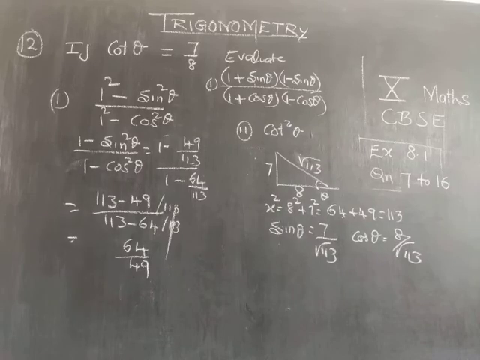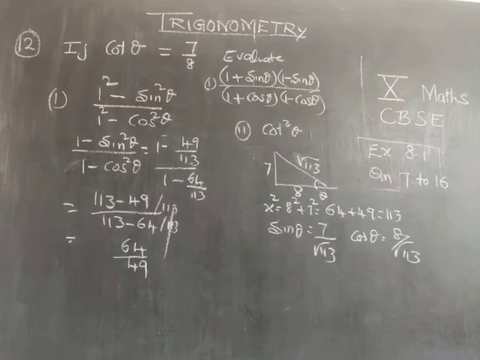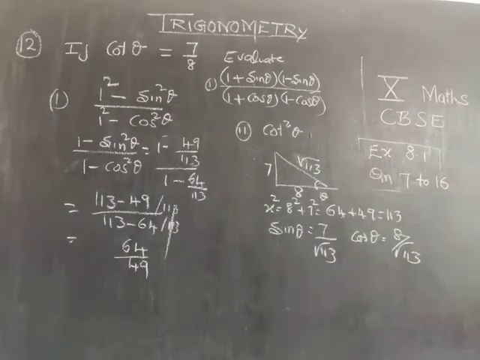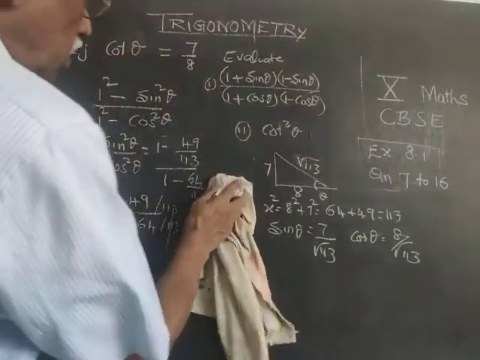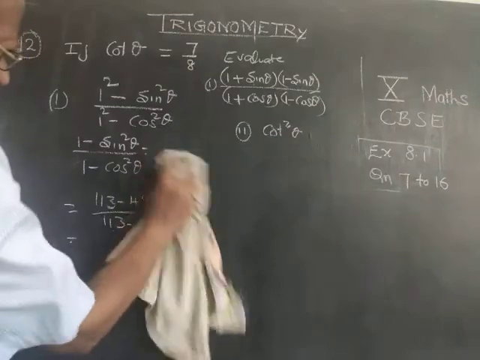1 minus sin square. You are given cot theta. Cot theta is, I think I made a mistake. I said that cot theta equals adjacent, but I have not put it properly. The entire problem is wrong, the values are wrong. So let me just do it again. This value you forget it.